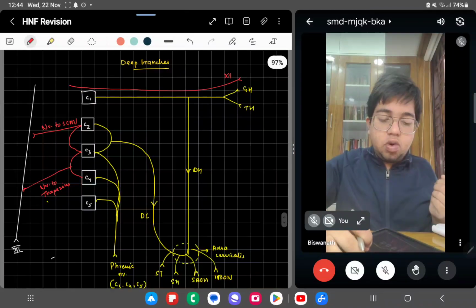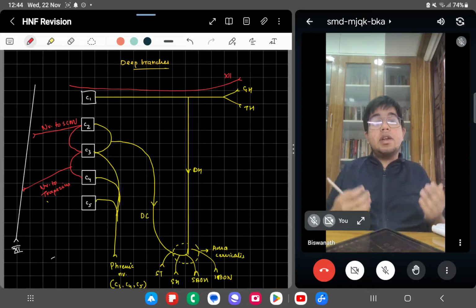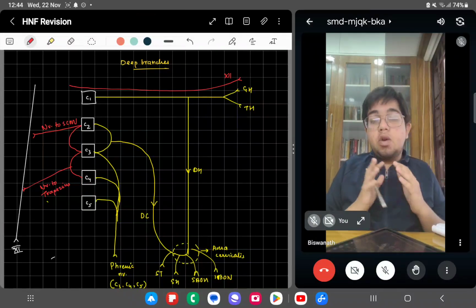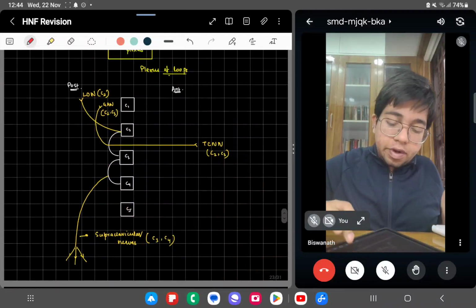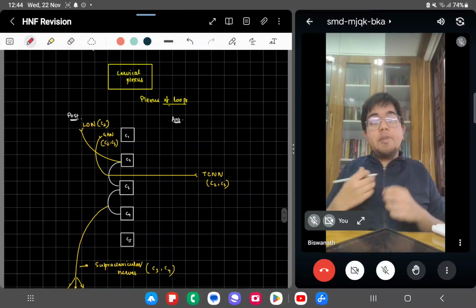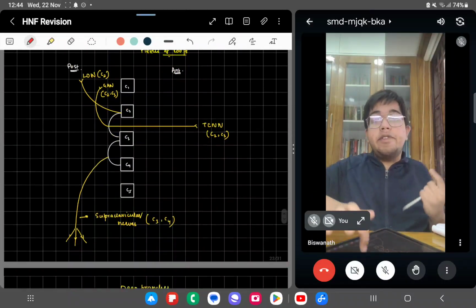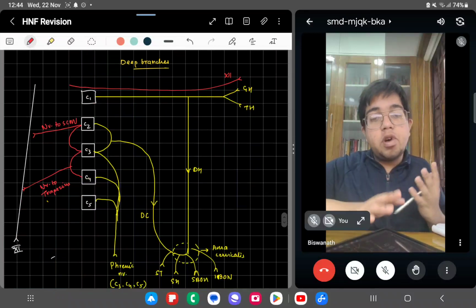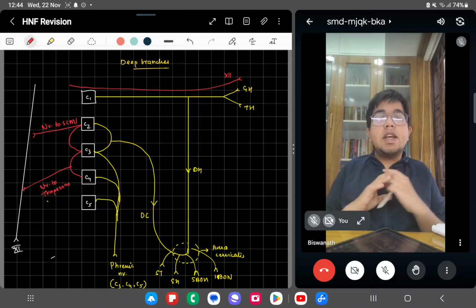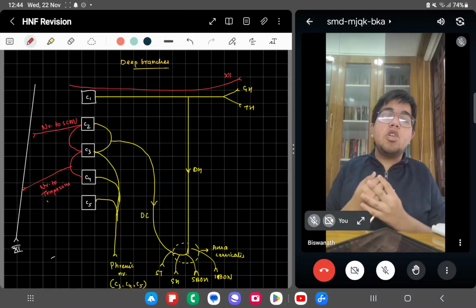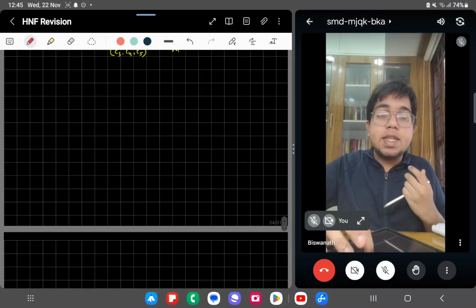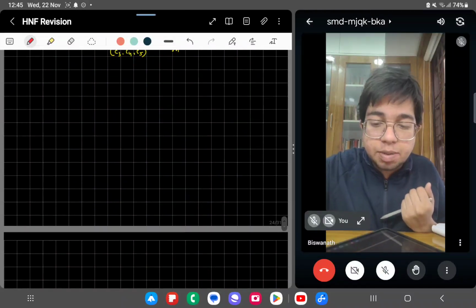So you just know now what the deep branches are, where they are arising from and what they are forming. And if your superficial branches are asked, you will have to draw this diagram. And if your deep branches are asked, you have to draw this diagram. Okay. So that completes your cervical plexus. Let's move on to the next concept.